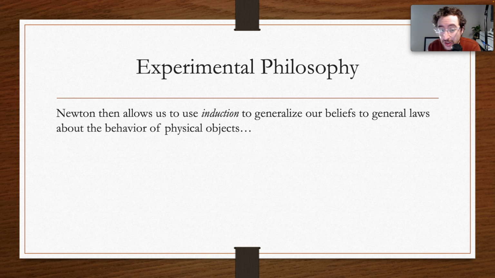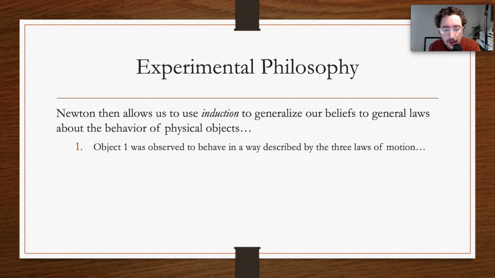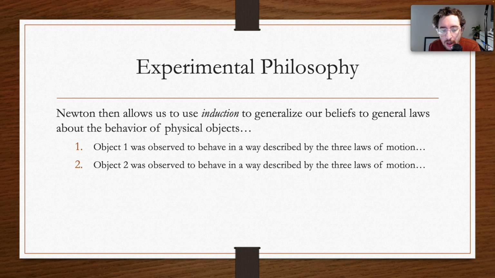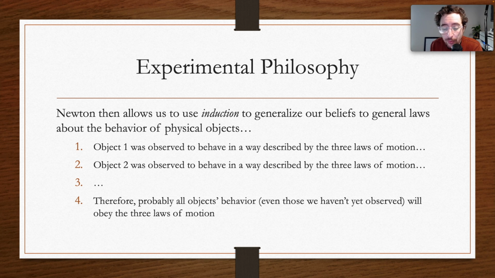Now, Newton then also allows us to use induction to generalize our beliefs to these laws of physical objects. So we say, well, this first object, we observed it to behave in a certain way that we can describe with these three laws of motion. Well, a second object, we observed to behave in a way that is also describable by these three laws of motion. Then we do this for a third object, a fourth object, a fifth object. We use our observations to see all these cases.